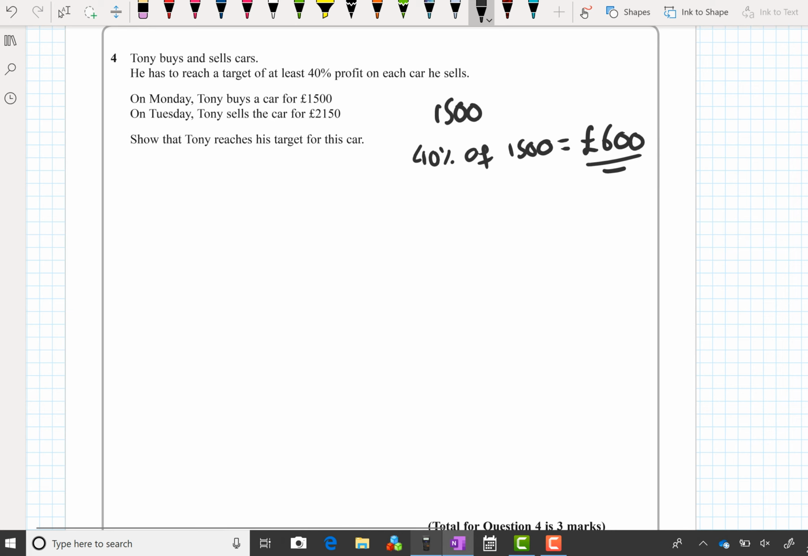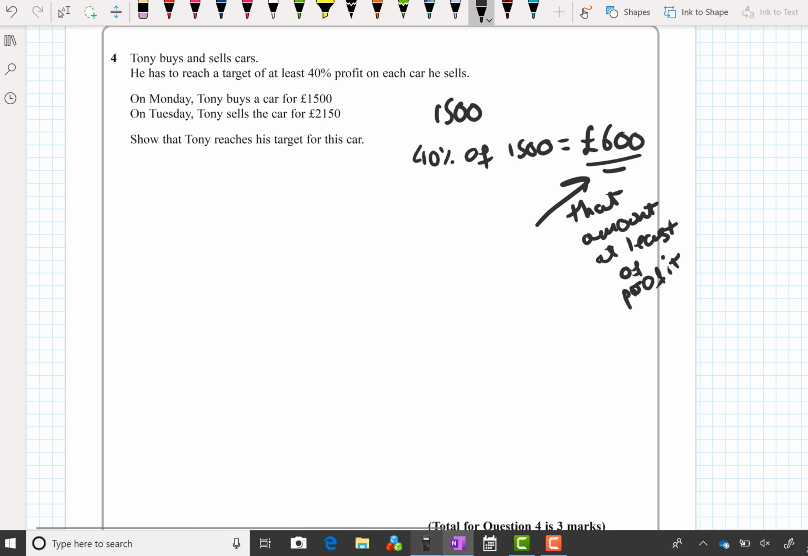So that's how much he bought the car for, 1,500. He needs to make that amount, at least, of profit. I can't spell profit, or should we go for actually profit? That would make more sense.